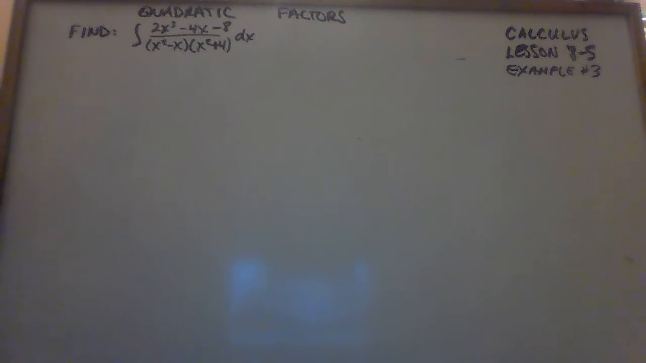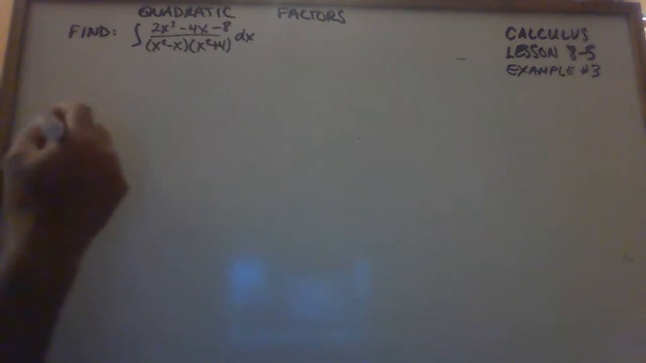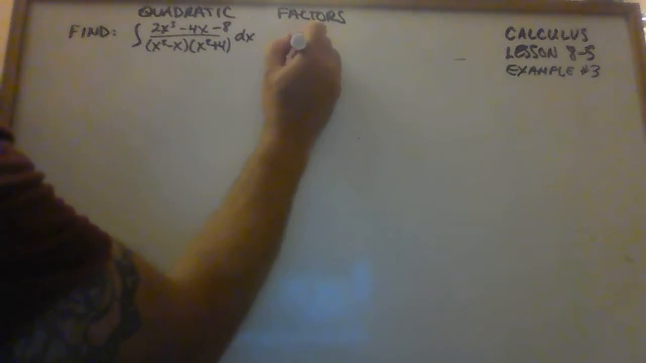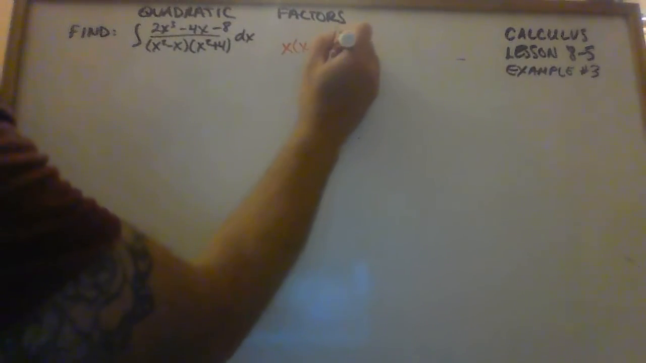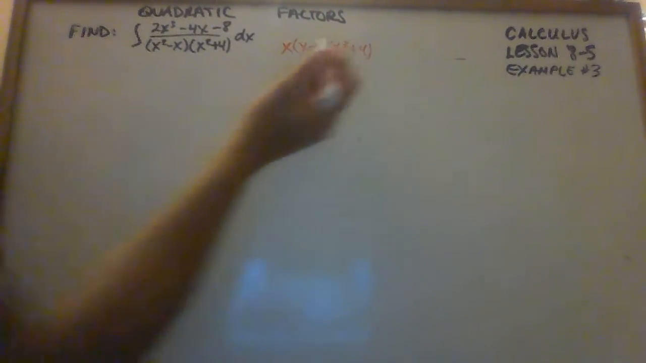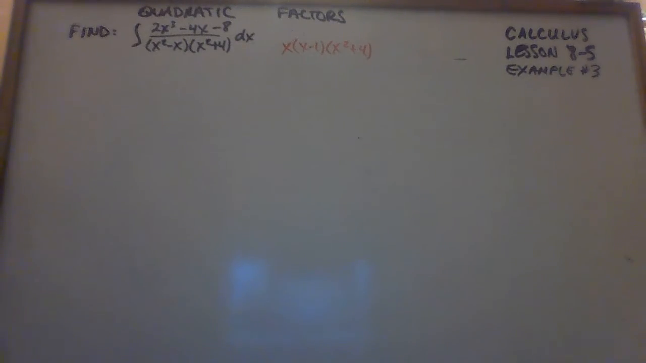So again, I've got a rational function and I want to factor the bottom as far as it'll go. So this will become x times (x minus 1) times (x squared plus 4). Now, I cannot factor that. It would be imaginary. We don't want imaginary stuff. So that's as far as I'm going to be able to take that thing.